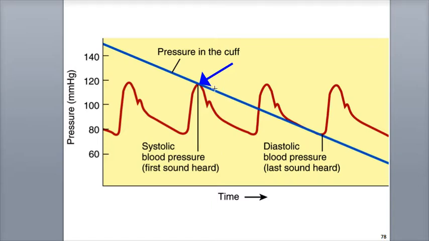The cuff is then further deflated, and the sounds eventually become too quiet to hear through the stethoscope. The last sounds heard through the stethoscope correspond to the diastolic blood pressure, which is the pressure generated by blood remaining in the arteries while the ventricle is relaxed.